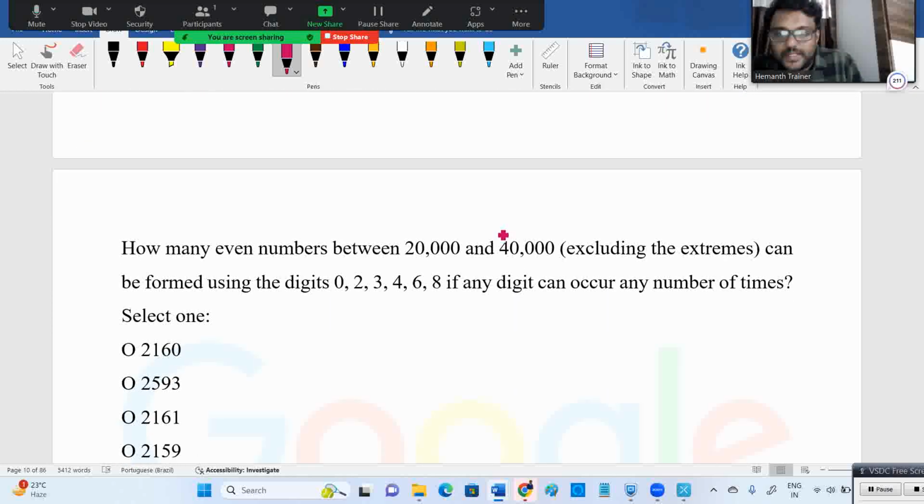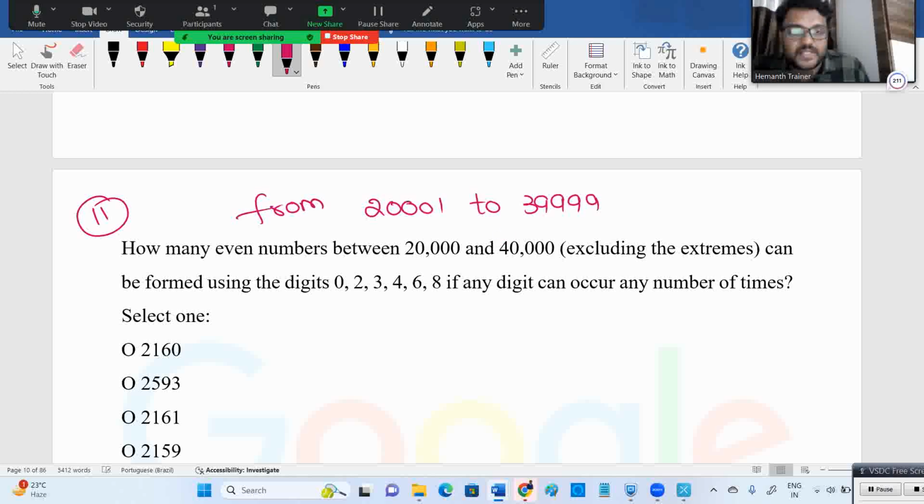And see the 11th one. How many even numbers? See, this is permutation combinations. All these mock questions are next level actually. Excluding the extreme values, how many even numbers are between 20,001 to 39,999, from here to here? How many even numbers are possible?